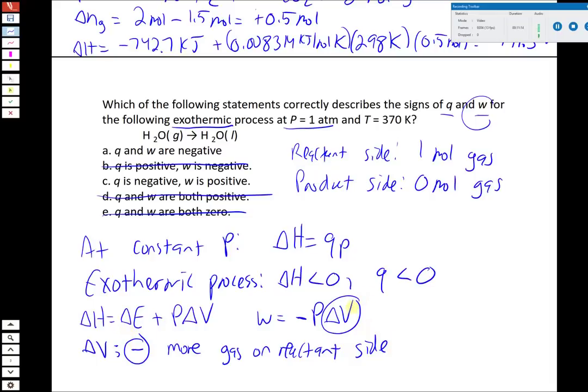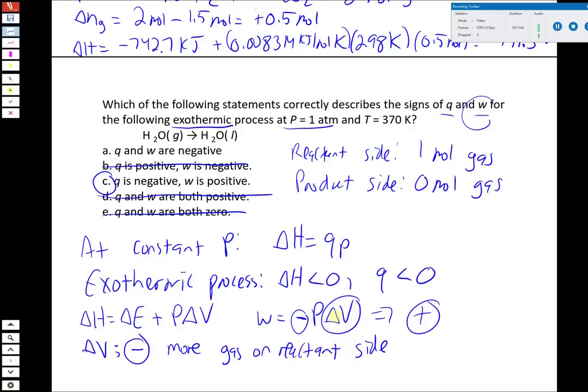Work is equal to minus P delta V, which would mean that the work has to be positive in this case. Okay, because there's a negative sign out front, delta V is negative, a negative times a negative is a positive. So the correct answer choice then is C, where Q is negative, that we determined by the fact that it's exothermic. W has to be positive because the system is compressing. We're going from a gas to a liquid, that means the volume is decreasing. Anytime the volume decreases, the work is positive because of this minus P delta V equation.